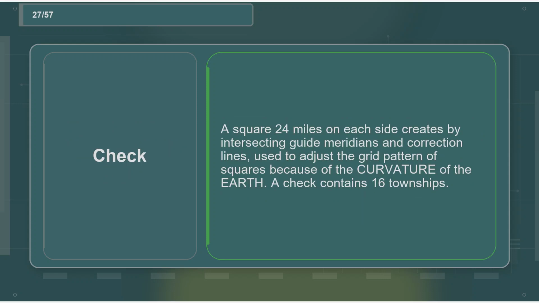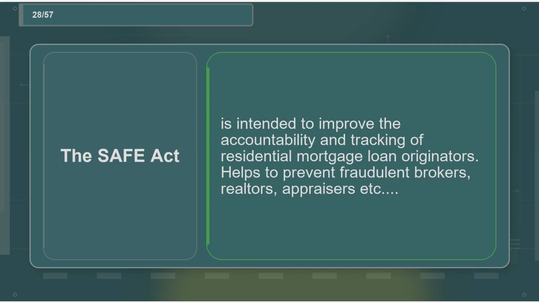Definition: A square 24 miles on each side created by intersecting guide meridians and correction lines, used to adjust the grid pattern of squares because of the curvature of the Earth. A check contains 16 townships. Flashcard 28, term: the SAFE Act. Definition: is intended to improve the accountability and tracking of residential mortgage loan originators, helps to prevent fraudulent brokers, realtors, appraisers, etc.